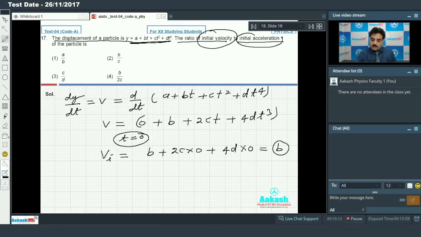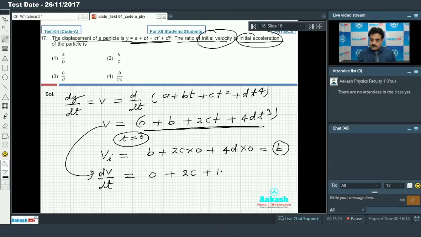Similarly, now I am going to calculate the acceleration. If I differentiate the velocity expression with respect to time, we'll get the acceleration equation. When I differentiate this expression, we'll get 0 plus 2c plus 12dt square. But the question says initial acceleration. So for initial acceleration, we can put time t equal to 0. So a is equal to 2c plus 0 because t is equal to 0. So I have initial acceleration only 2c.